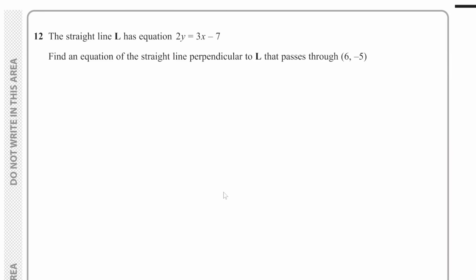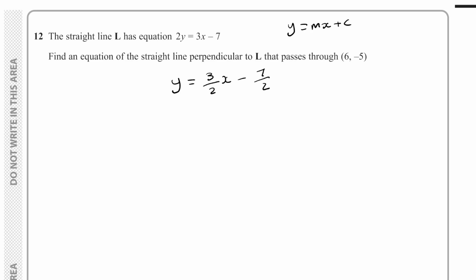The straight line L, question 12. The straight line L has equation 2y equals 3x minus 7. Find an equation of the straight line perpendicular to L that passes through (6, -5). So we're going to need the gradient, and to do that we need it to be in the form y equals mx plus c. All we have to do to get it into that form is to half every term. So it's going to be y equals 1.5x minus 3.5, or y equals 3 over 2 x minus 7 over 2.